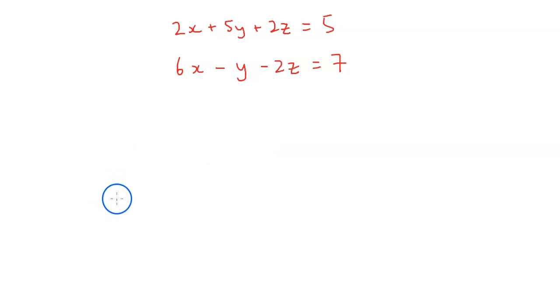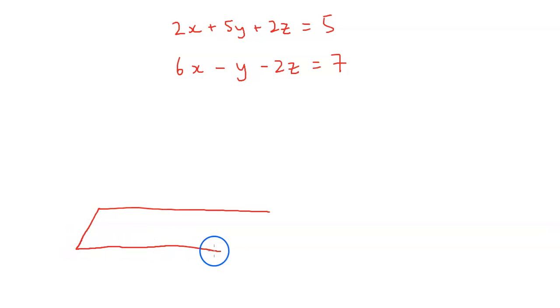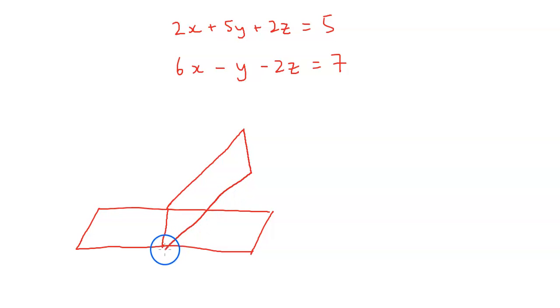And so if we do draw them, let's suppose that one of them looks like this, and the other one looks like this, and intercepts it along that line there. So what we actually need is 2 points along the line of interception. And then as soon as we have those 2 points, it's very easy to find the vector equation of the line.